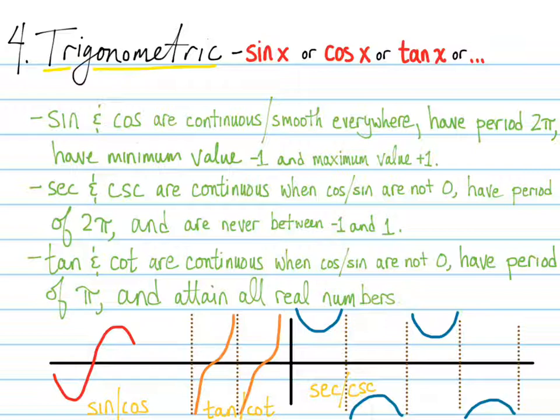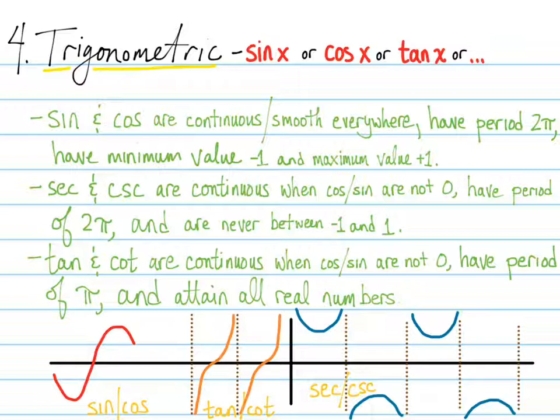The orange graph down below is tangent and cotangent. They're continuous whenever the sine or cosine is not 0. Right? Tangent needs cosine not to be 0. Cotangent needs sine not to be 0 because tangent is sine over cosine. So if cosine is 0, that's bad. They have period pi. They happen a little bit faster. And they can make anything, right? Where sine and cosine can't make anything bigger than 1 or smaller than -1, tangent and cotangent can make all values. Secant and cosecant, secant's 1 over cosine and cosecant is 1 over sine.